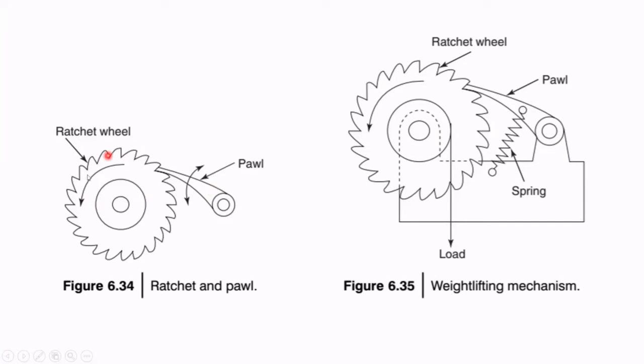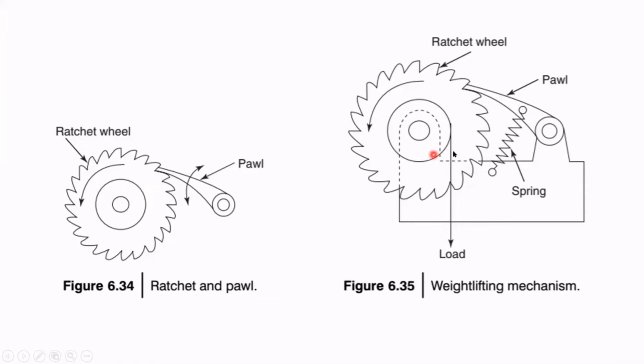The ratchet wheel has teeth on the periphery of the wheel, and the ratchet wheel is locked with the help of the pawl. Here the ratchet wheel is rotating in only one direction. Reverse rotation is not possible in the ratchet and pawl mechanism, which means there is no possibility of reverse motion. Suppose this ratchet mechanism is used in weightlifting. See this, the weight is lifted with the help of the ratchet wheel.